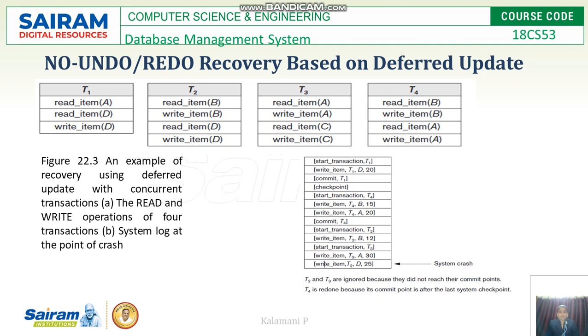So this is how the deferred update method is used for handling error recovery with the no undo redo technique. We should keep in mind when the transaction started and whether it is committed before the checkpoint, after the checkpoint, or after the system crash. Based on that, it will be decided whether the redo operation is required or the transaction will be completely ignored. So that's all about this topic.